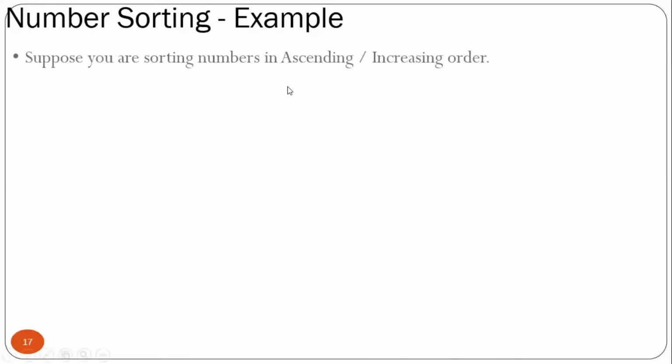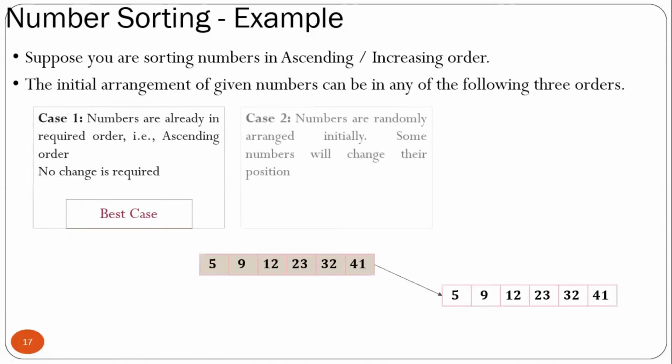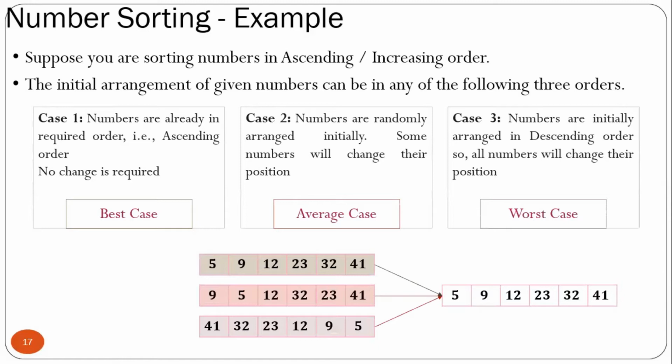So next is your number sorting that we have done. See again the description about it. Suppose you are sorting the numbers in ascending or increasing order. The initial arrangement of the given numbers can be in the following orders. First, numbers are already in the required order, that is ascending order. No change is required, so that is called best case. Numbers are randomly arranged initially. Some numbers will change their position while bringing them into the increasing order. So this is called average case. And in case 3, the numbers are initially arranged in descending order. So all the numbers are going to change their position right from the first number to the last number. So that is called worst case.